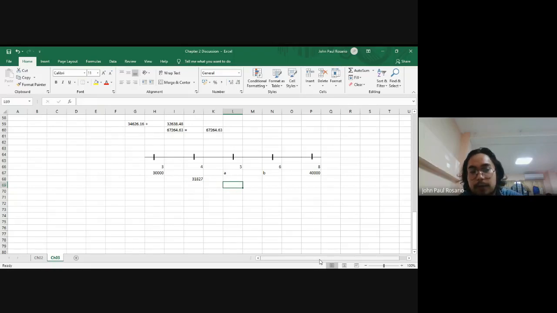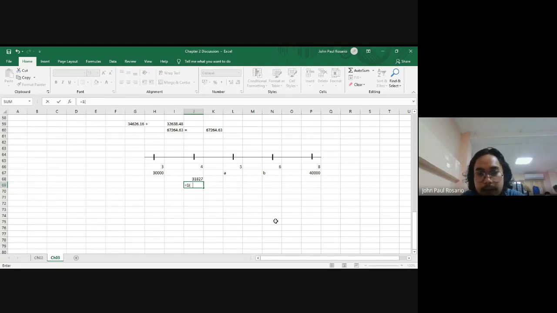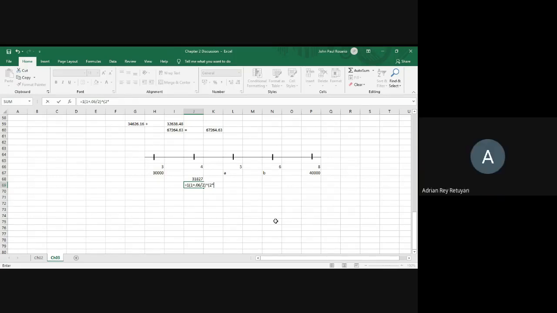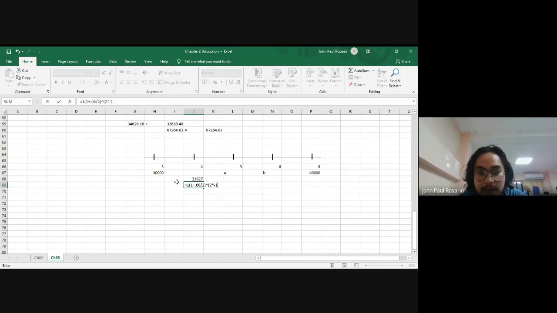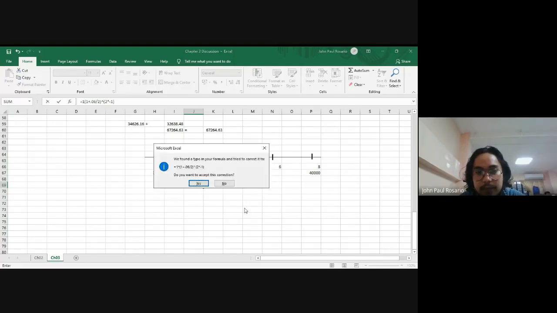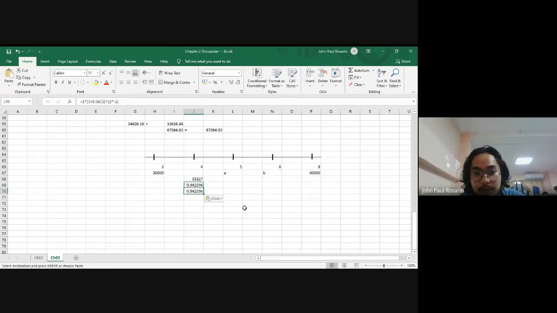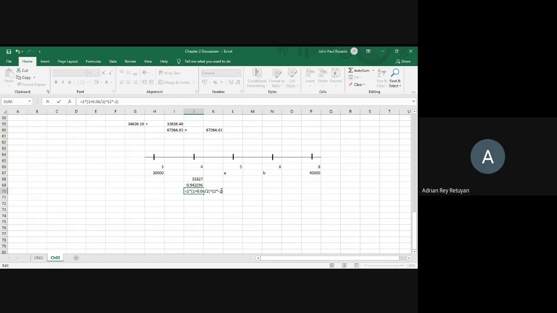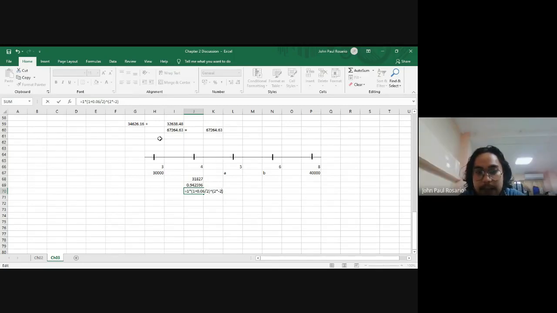Now, the coefficient of A would be equals 1 times 1 plus 0.06 over 2 raised to the power of 2 times what? Is it positive 1, negative 1, 2, 3? It's negative 1 because the unknown is 4, so 4 minus 5. Now for the coefficient of B, same formula but 2 years is used, so the difference is 2 years. Right?